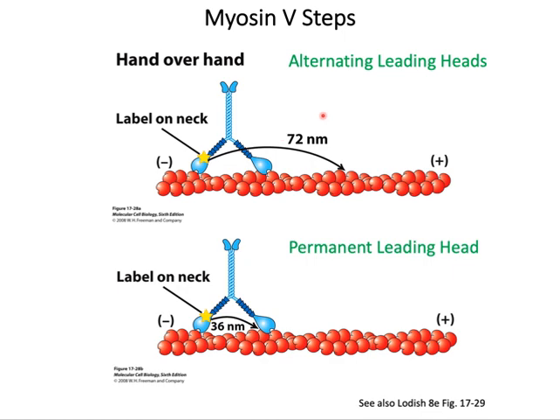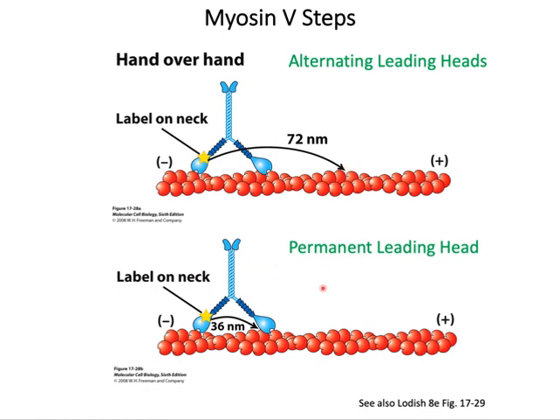So alternating leading heads. A single myosin head moves 72 nanometers in the hand over hand movement. It would be like walking or stepping stone, where you place each foot on every stone. The step size is 36 nanometers, but the total step, or the distance one head travels, is 72 nanometers.